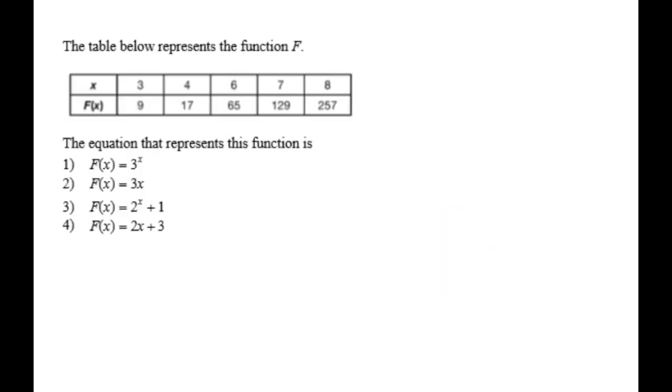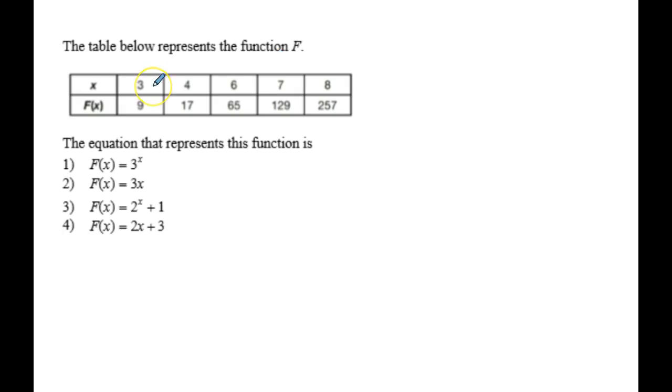So now we have a different type of example. We have a table of values. We have our inputs x, and we have the outputs f of x. We want to match these table of values to the correct function down below. The first thing we can do is narrow some options down based on the input and output.